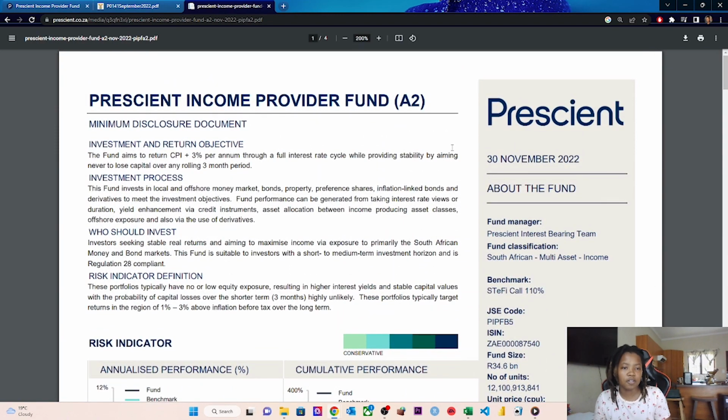Investment and return objective. So the fund aims to return CPI plus 3% per annum through a full interest rate cycle while providing stability by aiming never to lose capital over any rolling 3-month period.